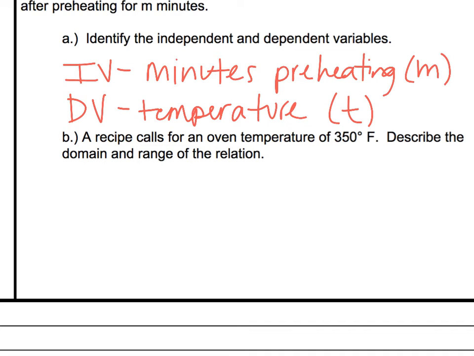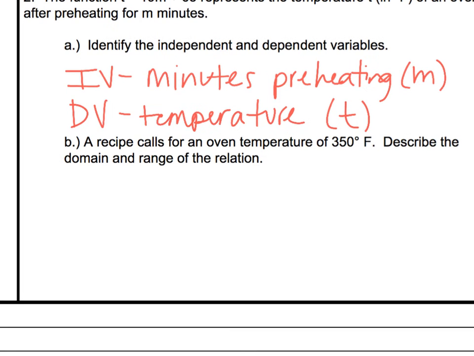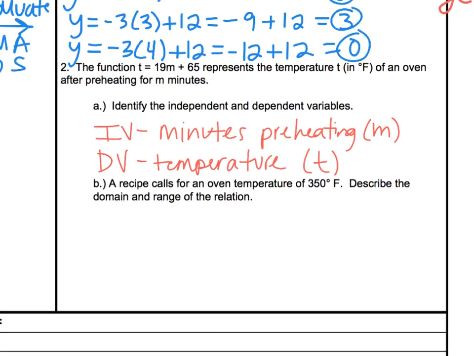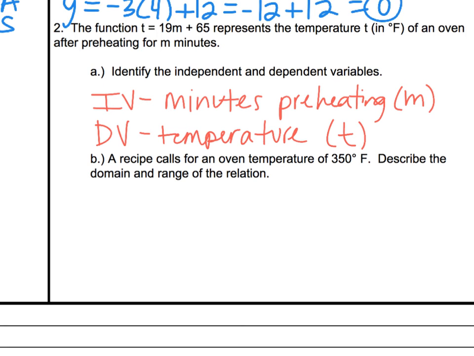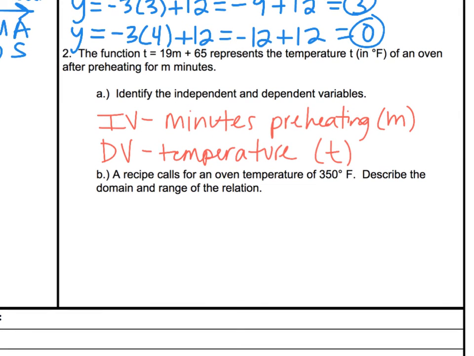And then it says a recipe calls for an oven temperature of 350 degrees Fahrenheit. Describe the domain and range. So what you need to know is how much time did it take for it to get up to 350. So what I can do is use my equation, or my function. It says the function T equals 19m plus 65. That represents it. So instead of putting T, we're going to put 350 equals 19m plus 65. Go ahead and solve that equation.